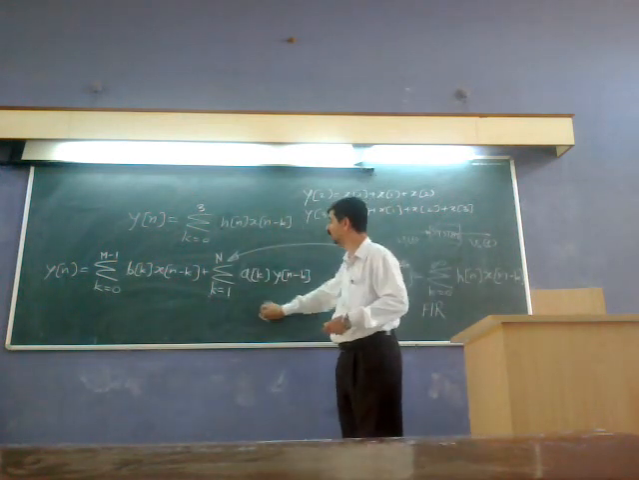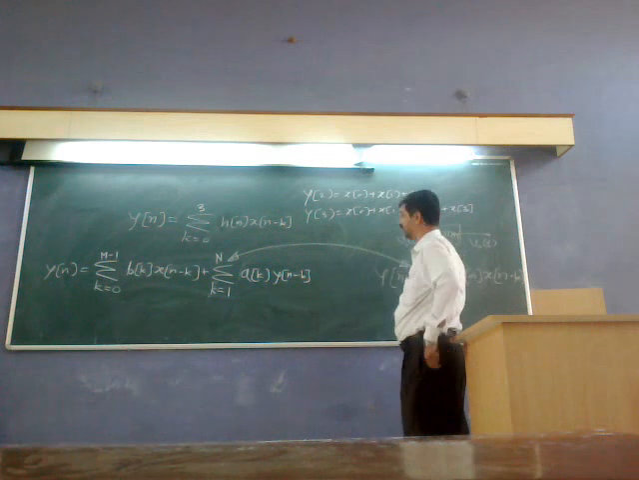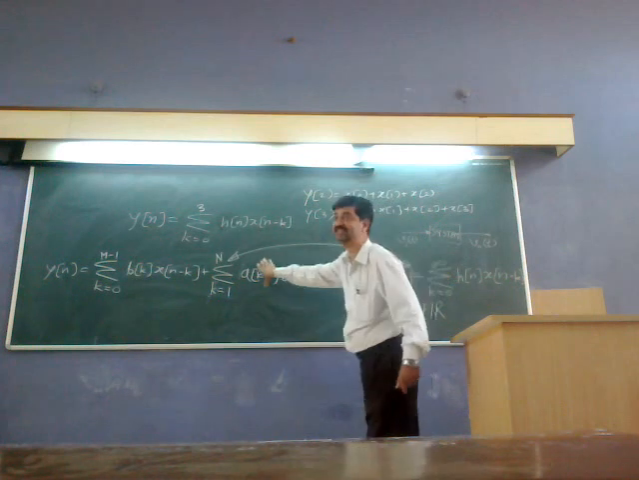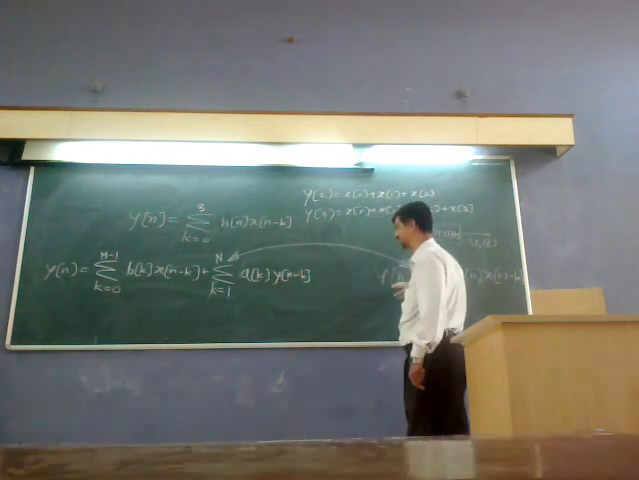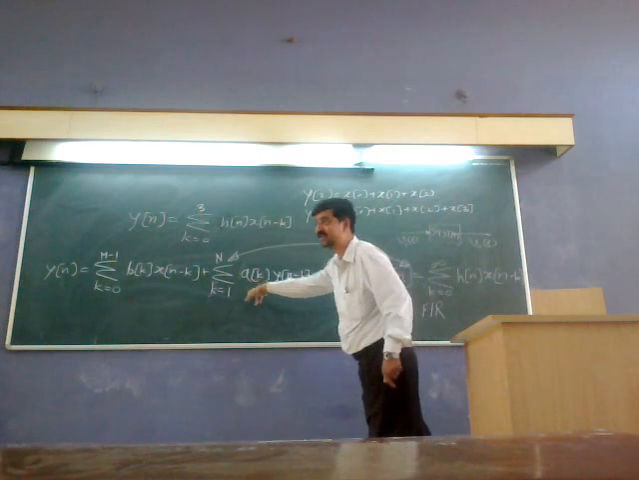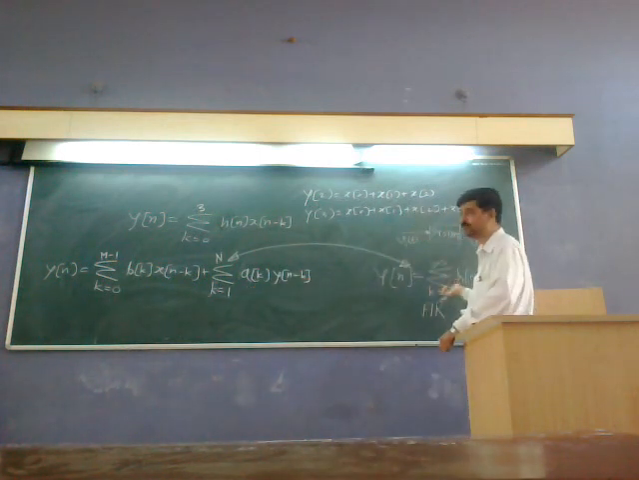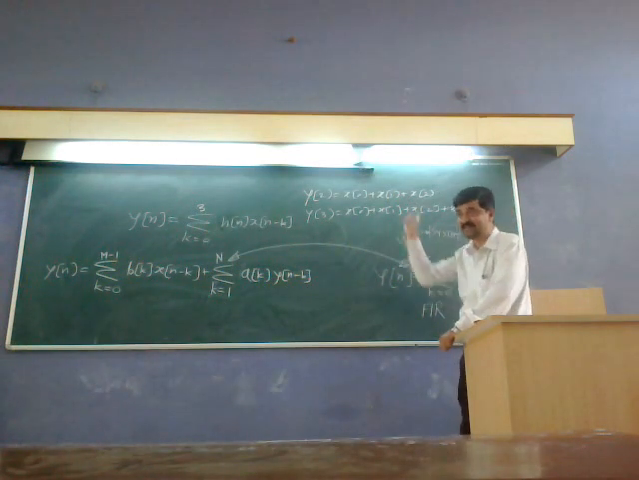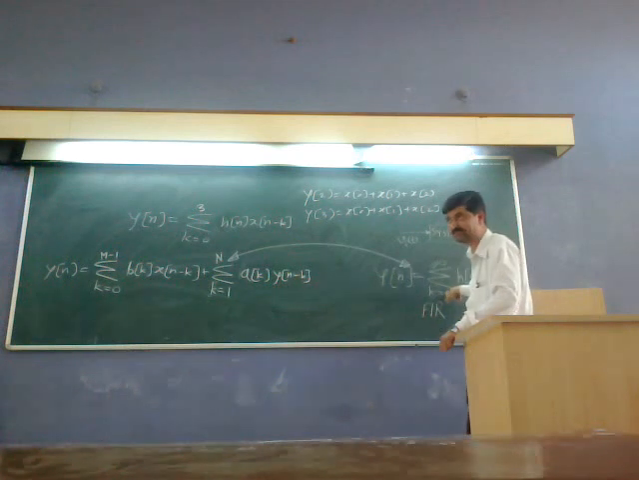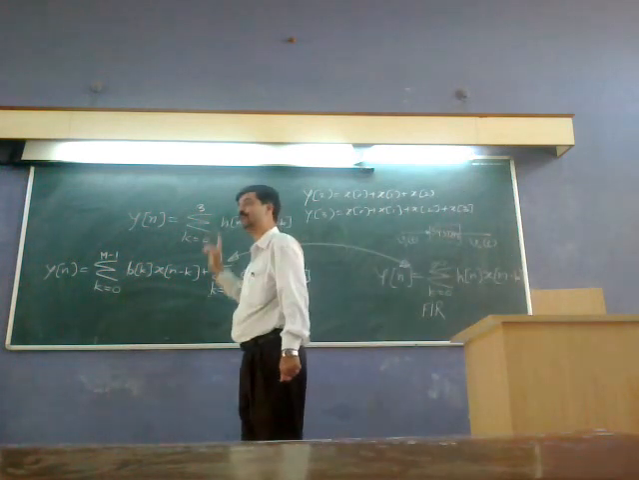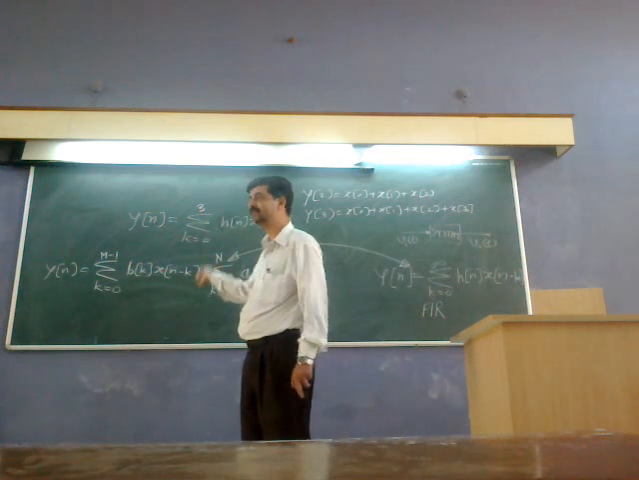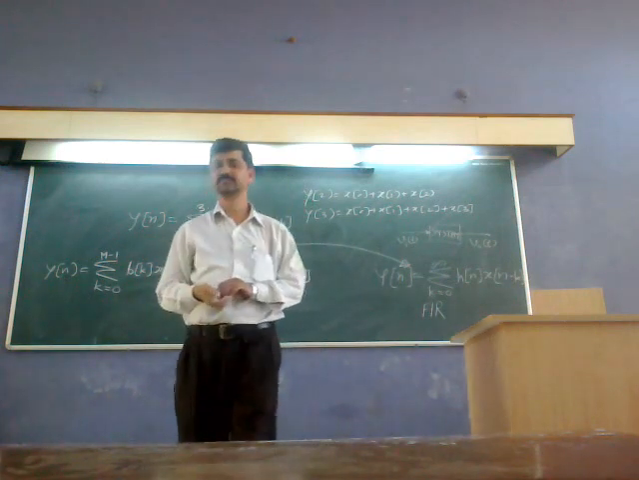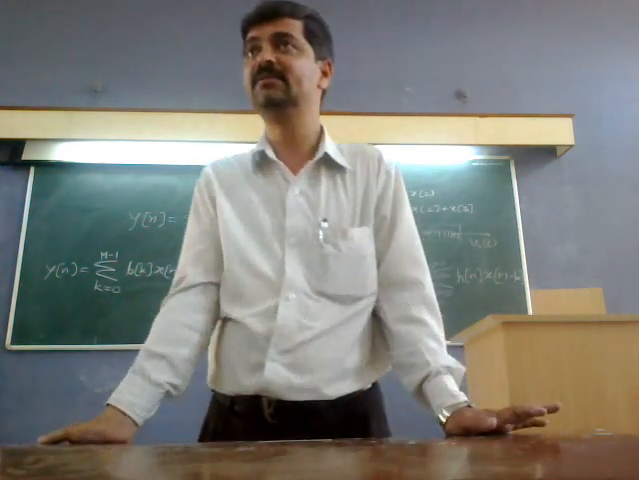Up to m I can consider m minus 1, but beyond that is taken care of in this part. So the first equation has infinite dependency and infinite terms, whereas this equation has finite terms, still with infinite dependency due to its iterative nature. Is it clear?